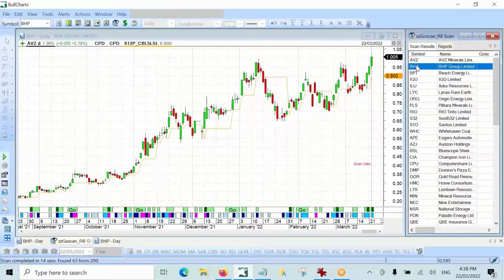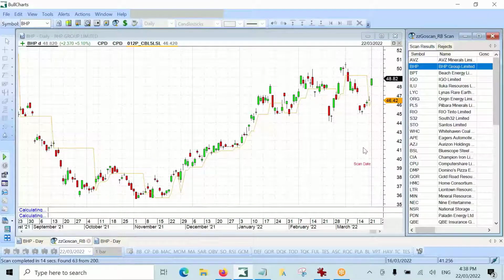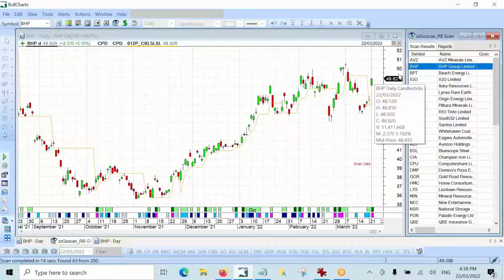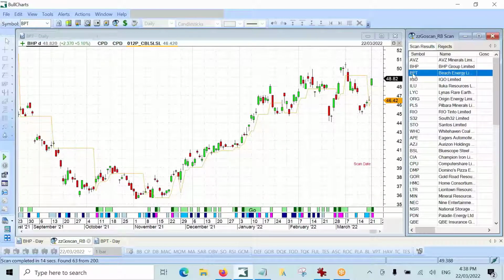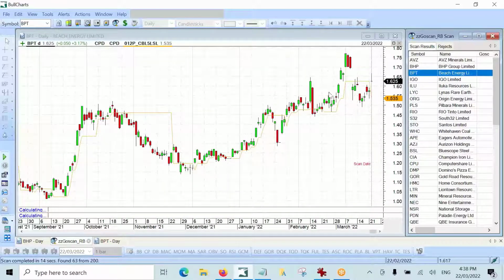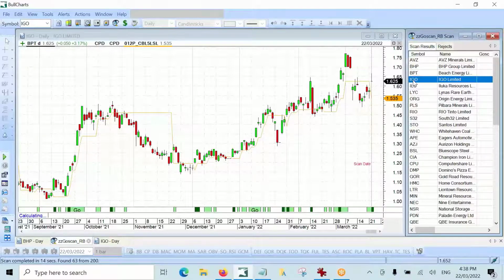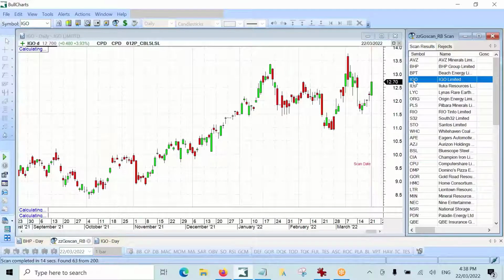I'll just look at 2 or 3 more. I like BHP. That's a perfect example of this scan in action, because it was actually pinged there. If only I bought it, which I didn't. And now it's jumped up there. Very nice profit. Looks like energy's been all the go today. They've all been moving up. Just wait till that got pinged on the 18th here as well. There's a couple more.